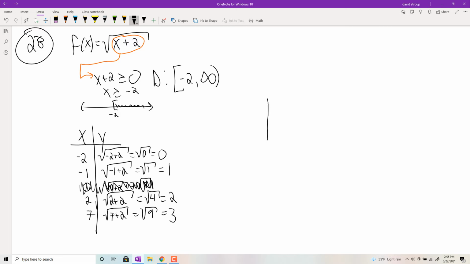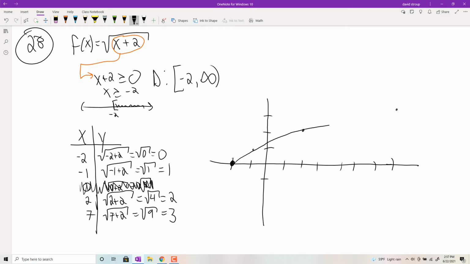Okay, so let's try it. I'm going to need more room in the first and fourth quadrants. So 1, 2, 3, 4, 5, 6, 7-ish, and then 1, 2, 3-ish. Negative 2, 0 is right here, and I put a nice big dot there. Negative 1, 1. 2, 2 is right here, and then 7, 3: 1, 2, 3, 4, 5, 6, 7, 3. Then I connect the dots and leave it with an arrowhead like that.